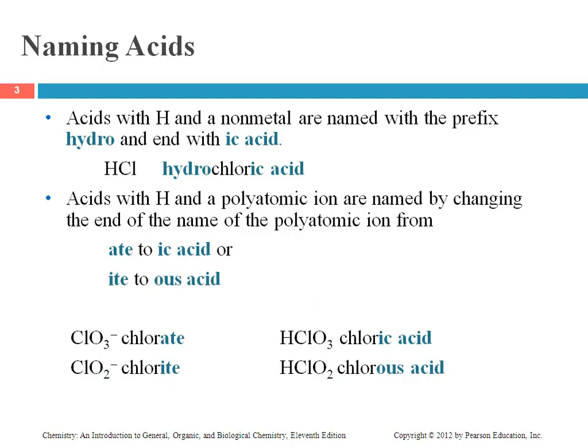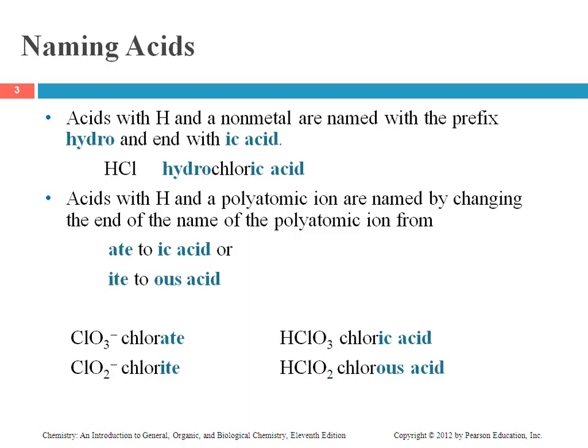When we name an acid and we have a hydrogen and a nonmetal, then we add hydro as the prefix, and we add IC, acid, to the end. So if we have HCl, we say hydrochloric acid instead of chlorine. If we had HBr, we would say hydrobromic acid. Okay, when you have a hydrogen and a nonmetal.